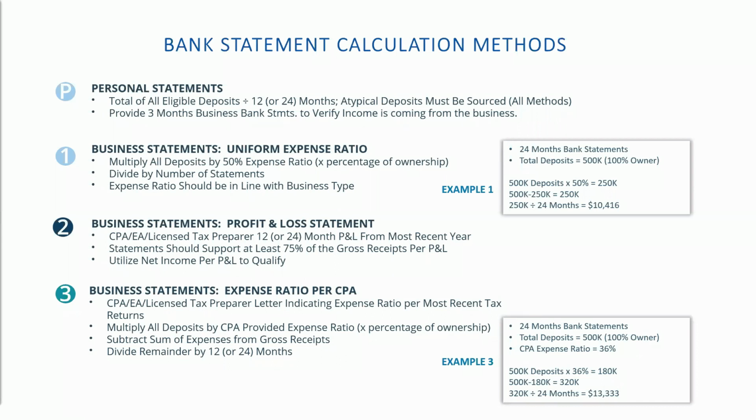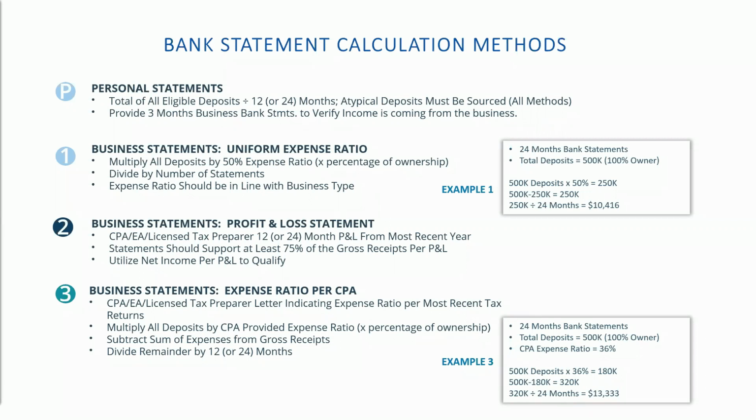Atypical deposits will be sourced for all methods. And then the kicker for the personal statements, because we do allow all eligible deposits, eligible is really the key word there. If you notice the second bullet point, we do need 3 months business bank statements to verify that the transfers or inbound transfers or income is coming from a business. So that's usually where the personal method gets derailed. Normally, I've seen maybe a handful, but typically if someone has a business bank account, that's what they submit to us, right? Not the personal.